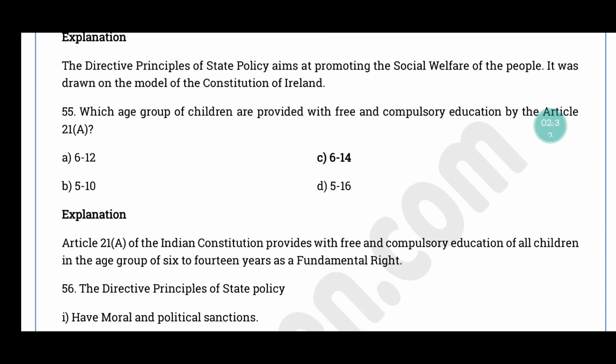Question number 55. Which group of children are provided with free and compulsory education by Article 21A? The correct answer is option C, 6 to 14. Article 21A of Indian Constitution provides a free and compulsory education for all children in the group of 6 to 14 years as a fundamental right.